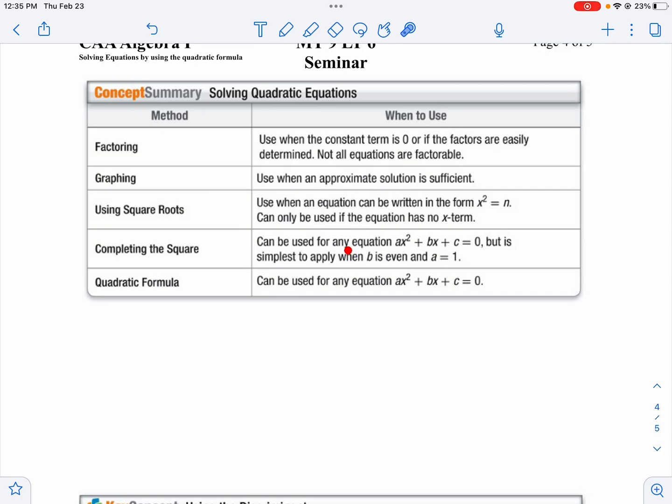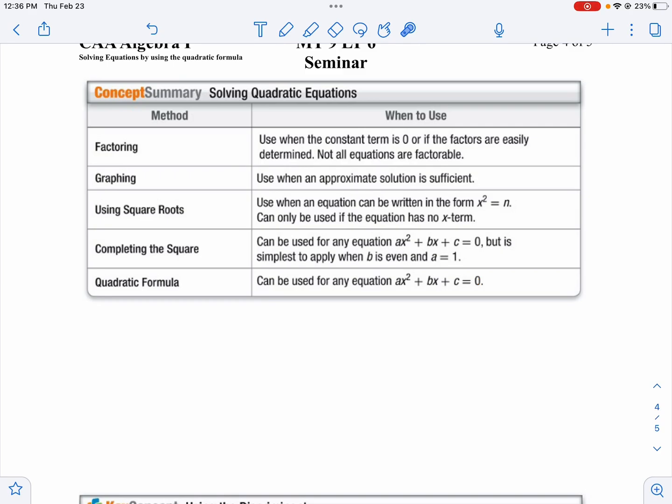Completing the square works because we don't care if it is factorable. We'll make it factorable. The only problem is if you have a number in front of x squared or b isn't a nice number, it gets kind of complicated really quick. Quadratic works all the time, but notice it's kind of long, isn't it?